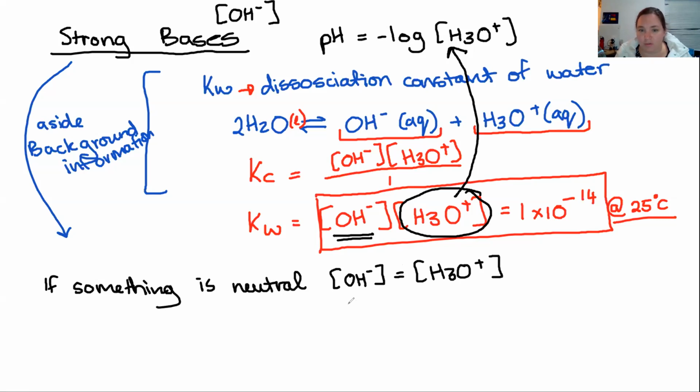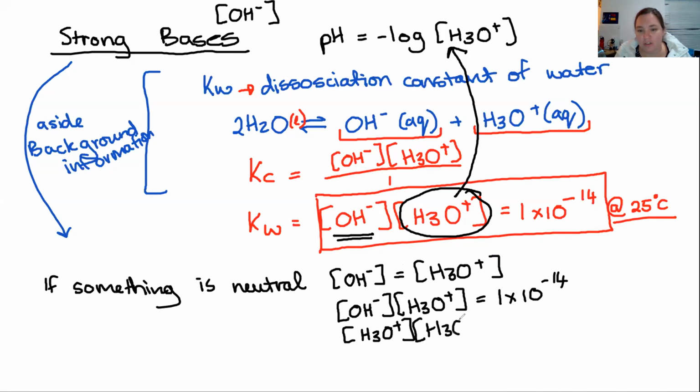Which means that if I have the concentration of OH minus times the concentration of H3O plus equaling 1 times 10 to the negative 14, I can safely say that the concentration of H3O plus times the concentration of H3O plus is 1 times 10 to the minus 14. All that I did here was say, well, if this is equal to this, then this is this guy, and it must be equal to that too. So those are all equal, so I can stick that in there.